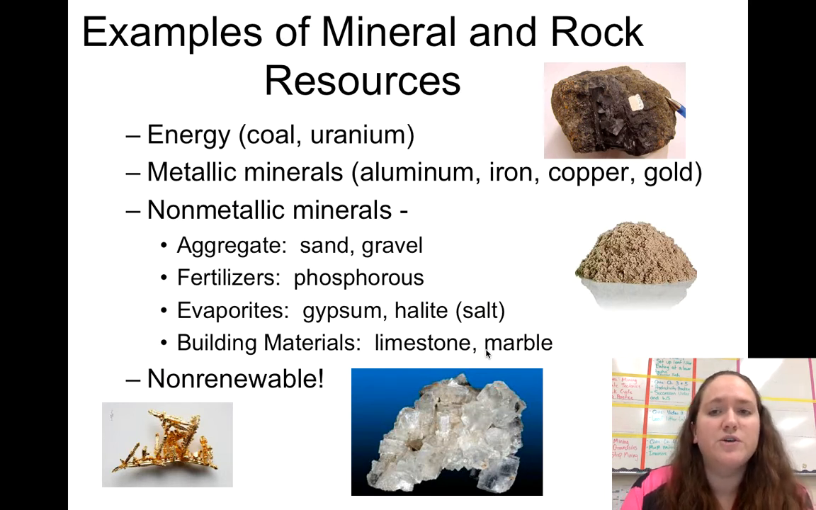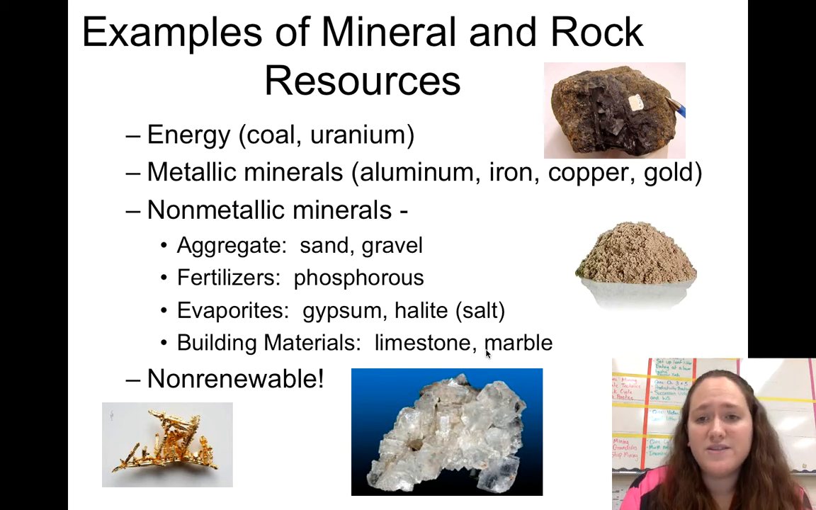So some examples of minerals and rocks that we use. For energy, we use coal. That's a sedimentary rock. Uranium is a mineral or an element that comes from the mineral uraninite. Metallic minerals that we look for: aluminum, iron, copper, gold. Non-metallic minerals are actually the most abundant in terms of the mass that we actually mine for.